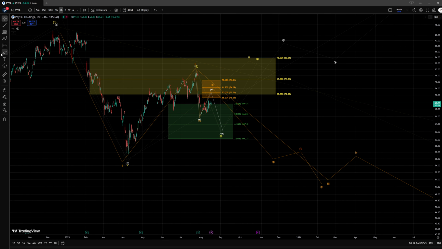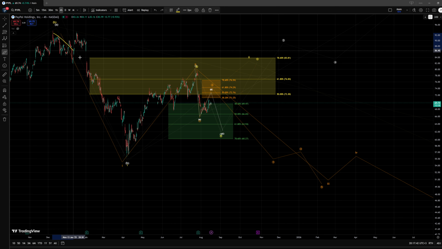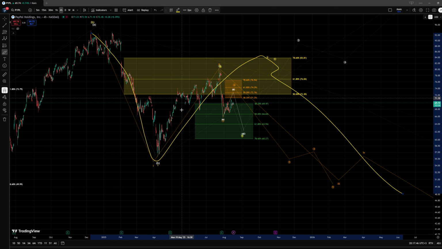And as long as we hold this support zone, I am still looking to push higher, but as long as we stay below the resistance zone in yellow between $72.3 up to around $83.8, I also am looking for a larger 1-2 pattern that is developing to take us even lower.